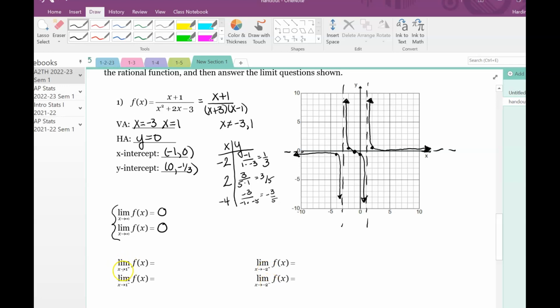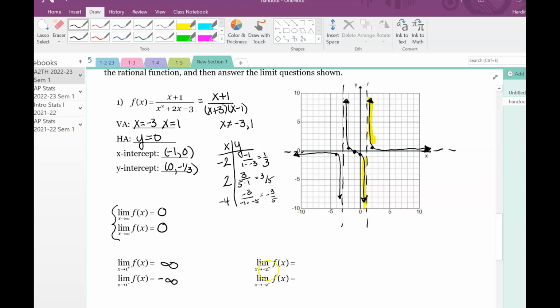So limit as x approaches 1 from the right. 1 from the right side is here. That's going up to infinity. So the answer to this is infinity. The limit of f of x as x approaches -1 from the left, well, this is the asymptote immediately next to it as you're approaching. That arrow is pointing down. This one is going to -infinity.